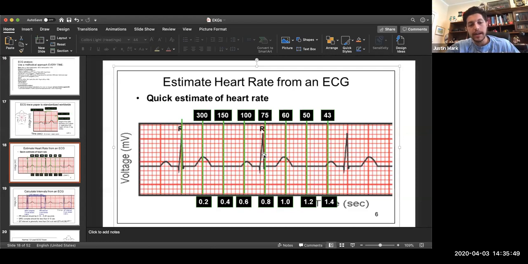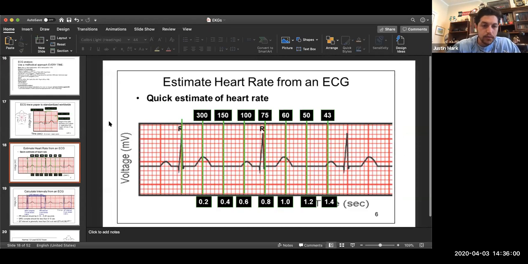The key here is that there really is no difference between 75, 73, 82, 84, 79. It's a normal heart rate, okay? So I like to use 300 divided by the number of boxes. If you guys really want, you can memorize these numbers. That's up to you, okay?